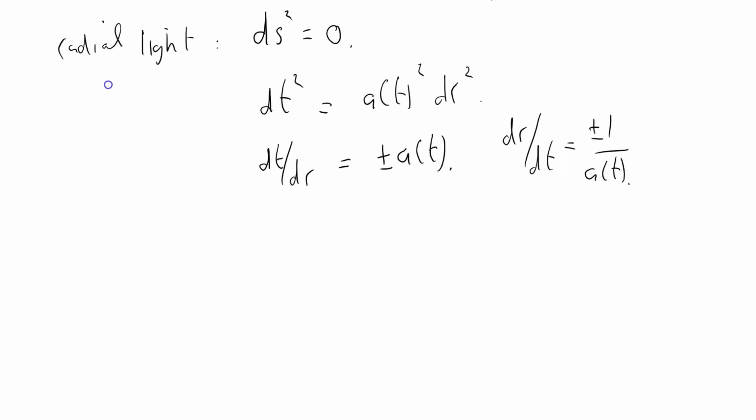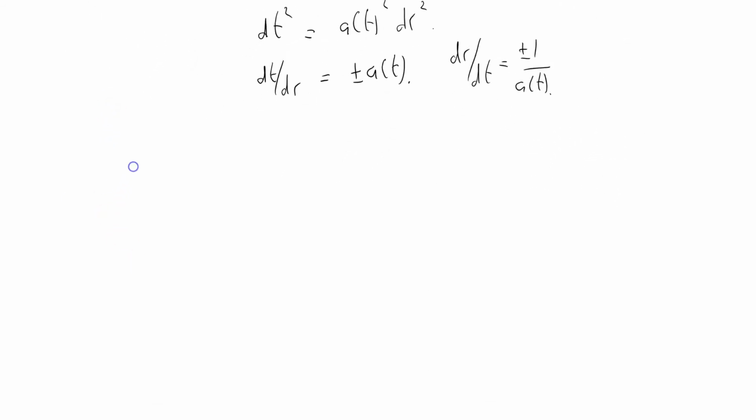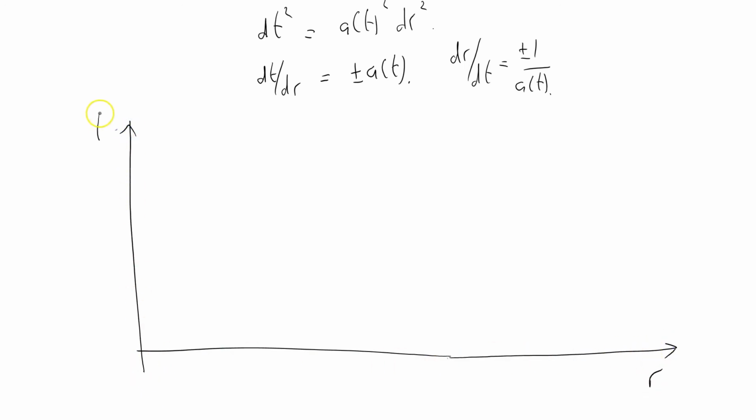So what does that look like? I'm going to draw this. I'm going to draw a nice set of coordinates. That's r and that's t. And in orange, I'm going to draw my world line. That's me, and I'm sitting here at r equals 0, let's say. And there's another galaxy here who I will draw in yellow.